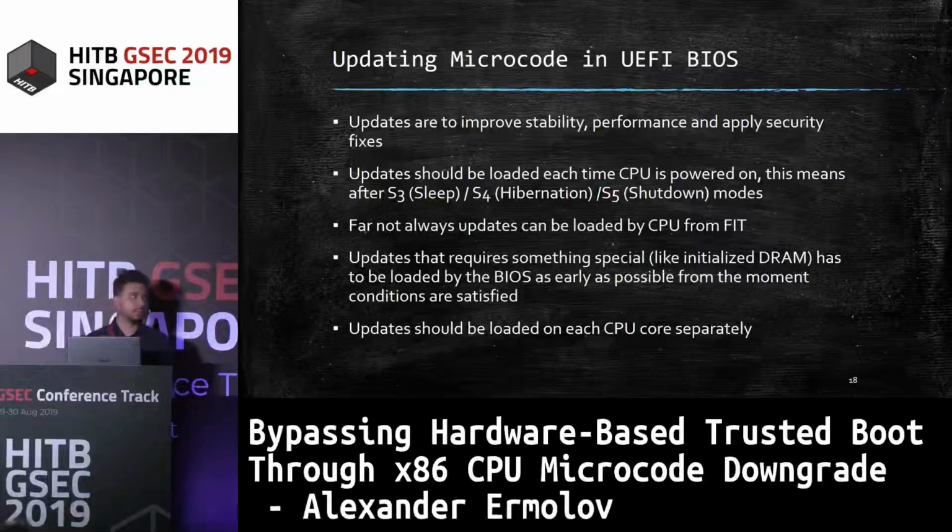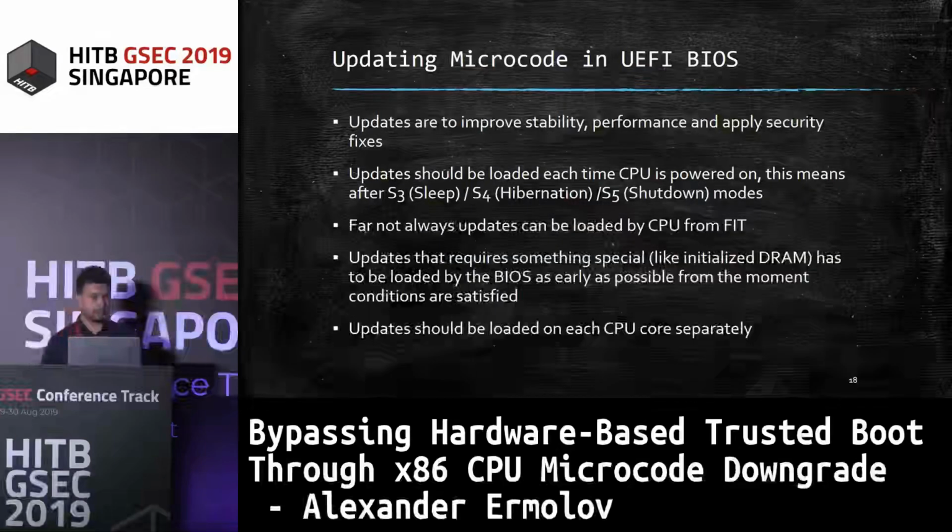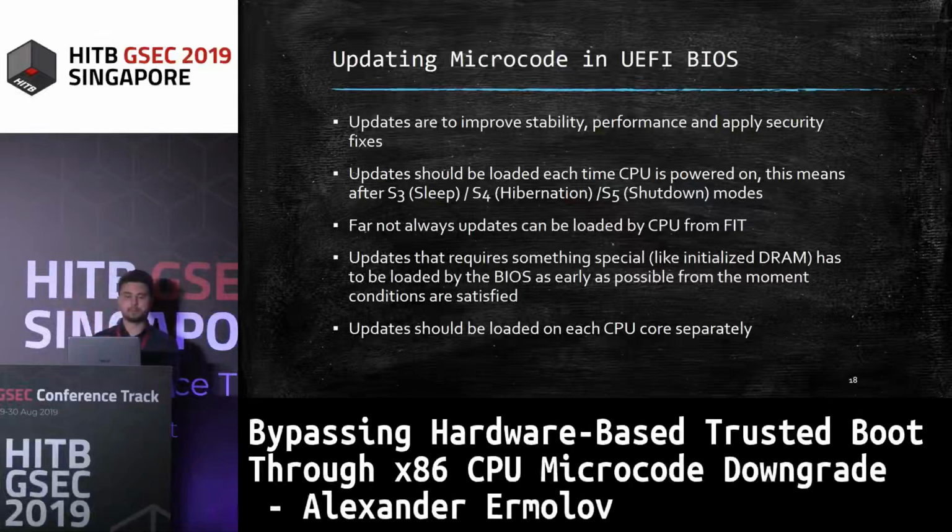Also, updates should be loaded each time the CPU is powered on. This literally means also when leaving the sleep, hibernation, and shutdown modes. Each core has its own microcode, like I've said before, so the microcode update should be loaded onto each core of the processor. Also, the most important thing I've discovered so far: not always can microcode updates be loaded by the CPU automatically from the firmware interface table.